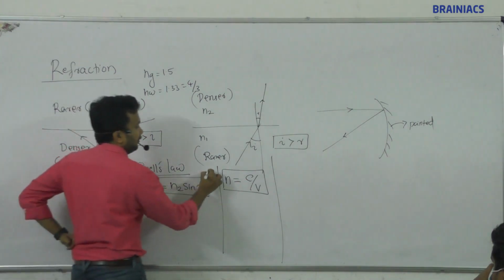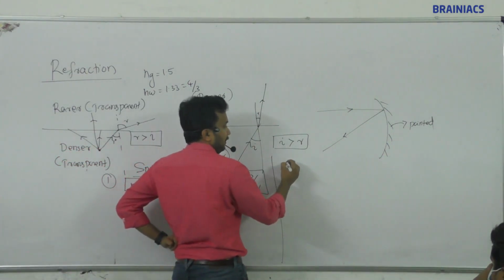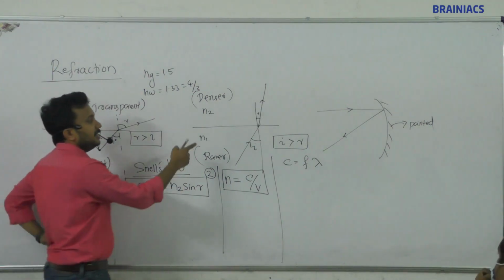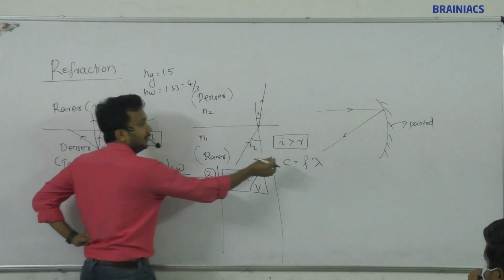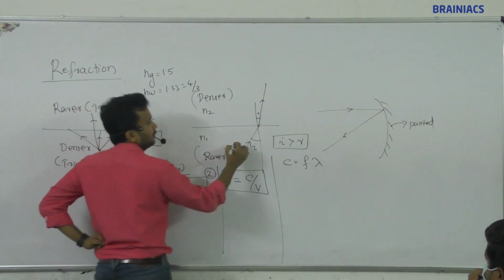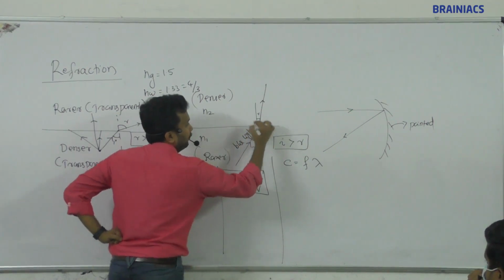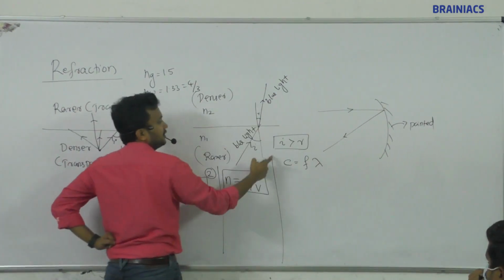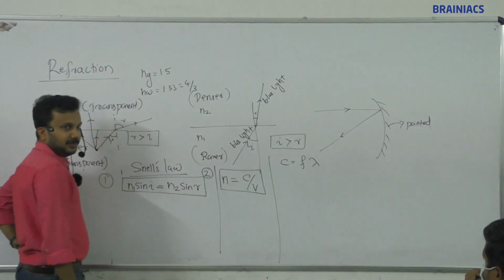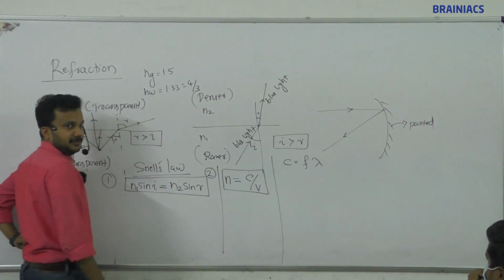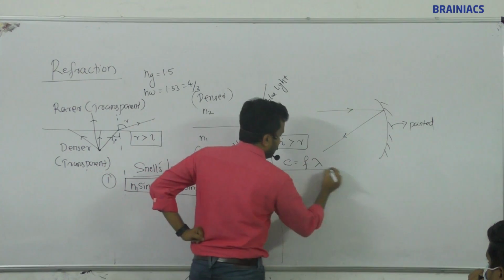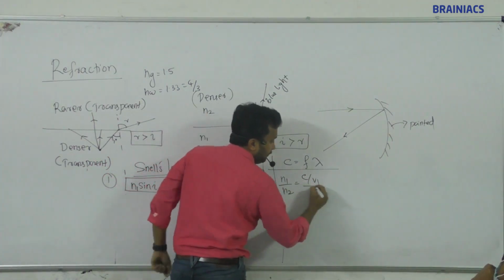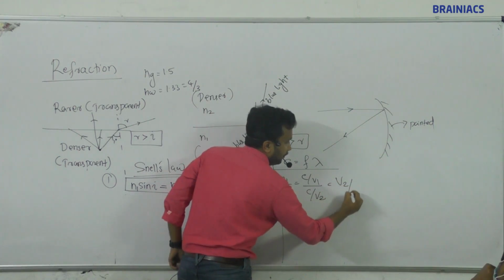Point number 1. We know C equals f lambda generally. If a ray is moving from one medium to another medium, the frequency is not changing. Here C is a constant, 3 into 10 power 8 meters per second. So taking these equations, n1 divided by n2 is equal to C by v1 divided by C by v2, which is equal to v2 by v1.